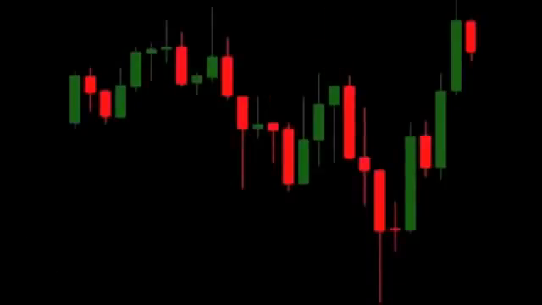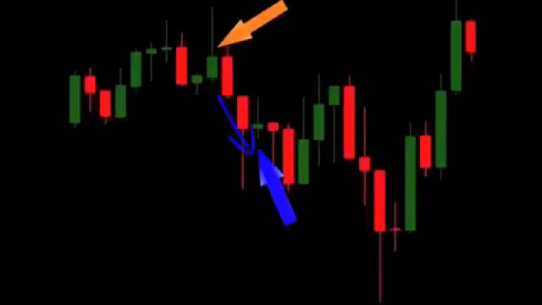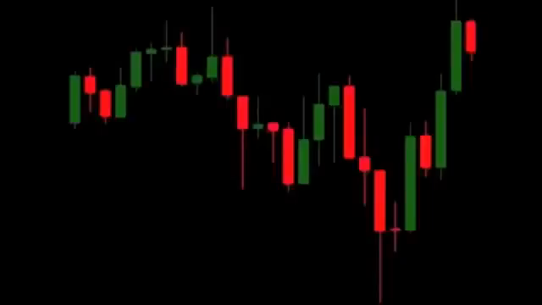In other words, for example, the only difference between an inverted hammer and a shooting star is that the inverted hammer forms at the end of a downward movement, while the shooting star forms at the end of an upward movement. Now that we know what patterns we're looking for, we can incorporate them into a trading strategy.